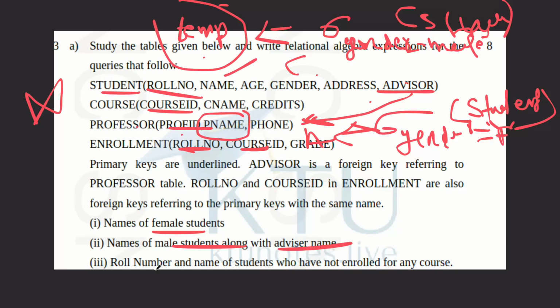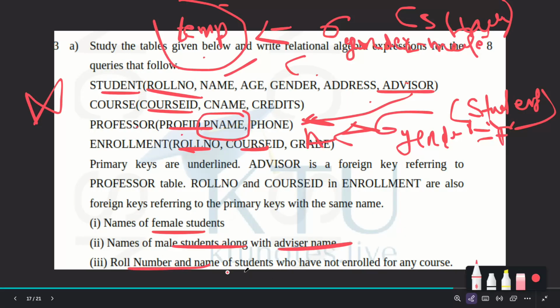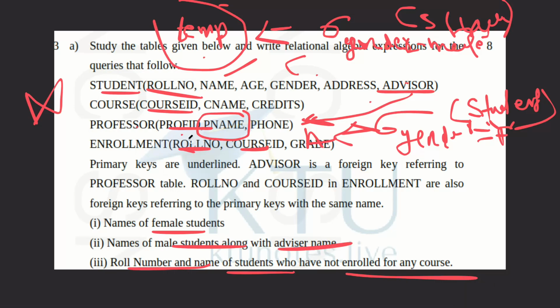Okay, last question is the roll number and name of students who have not enrolled for any courses. From the enrollment table we have the roll number, and here also this roll number. So from the student's roll number I need to minus the enrollment roll number. You can do like that, so I will get the students who have not enrolled in anything.